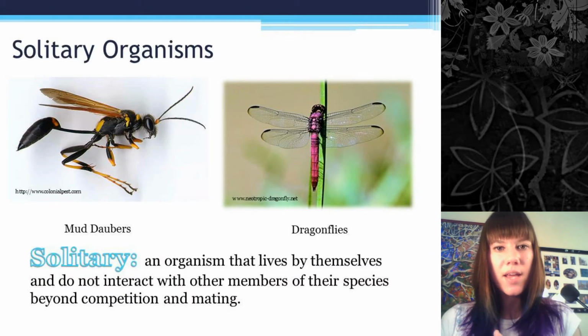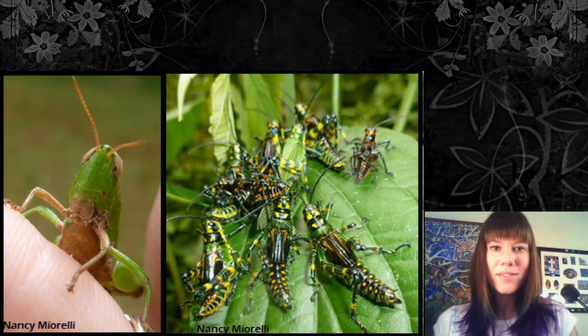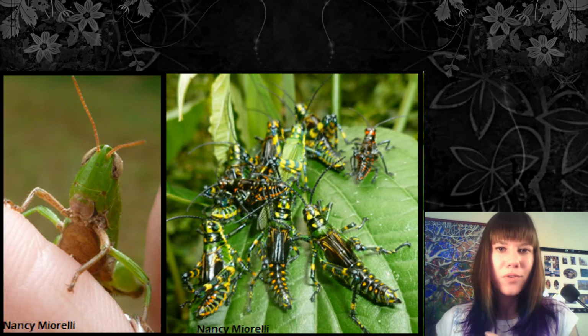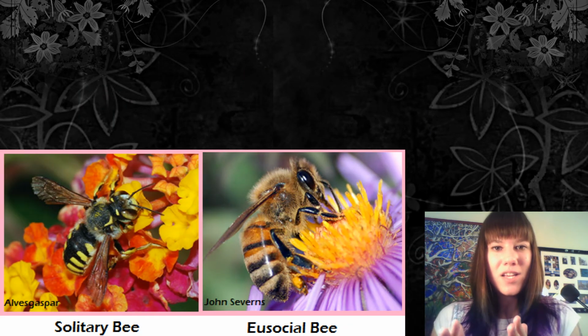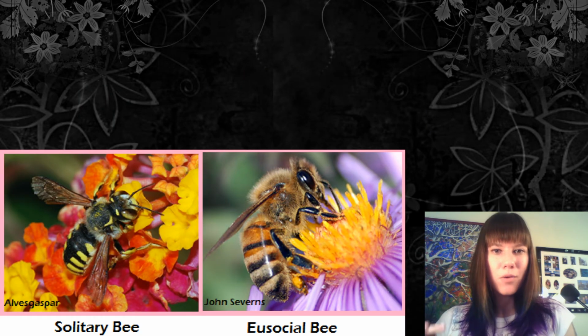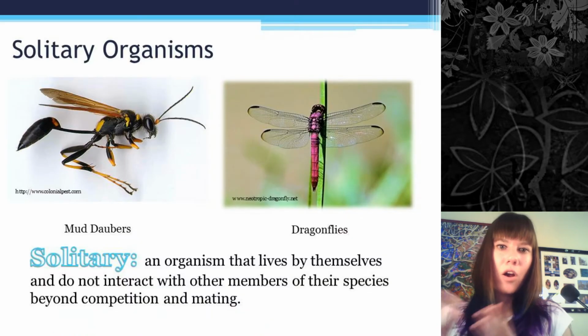Solitary insects are insects that do not interact with members of their species beyond competition and mating. I would love to give you a big definite group of these organisms that are always solitary, but it's not always the case. With grasshoppers, for example, you have some that are obviously solitary, and you have some, like the locusts, that are communal or display some sort of sociality. Your wasps and your bees display everything from solitary all the way up to eusocial.